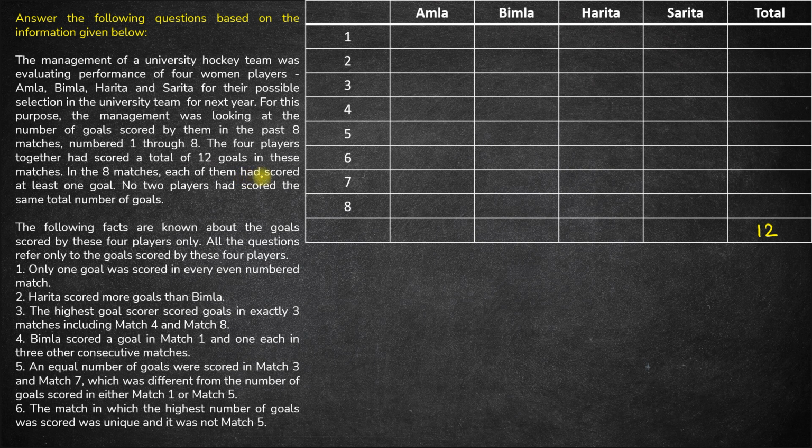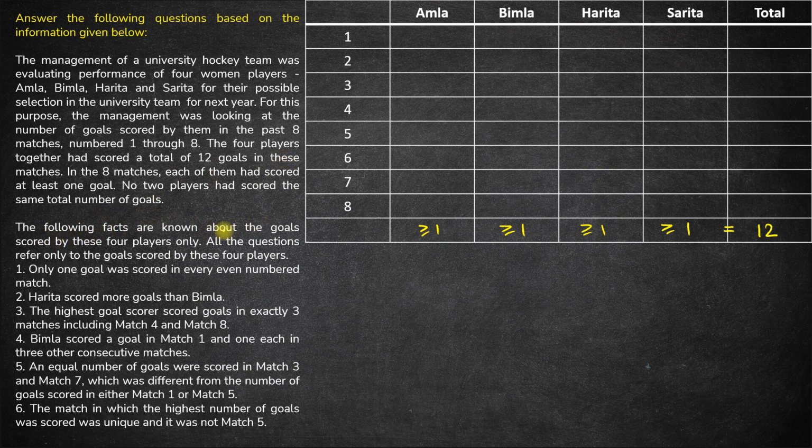In the 8 matches, each of them had scored at least 1 goal. So each player A, B, H and S, together in the 8 matches, must have scored at least 1 goal. So the total goals scored here should be greater than or equal to 1, same here and same here. And no 2 players had scored the same total number of goals. So all these 4 values are going to be different such that their total should be equal to 12. So the total score of all the players must be 12 and the total goals of all the 8 matches must also be 12. Fine.